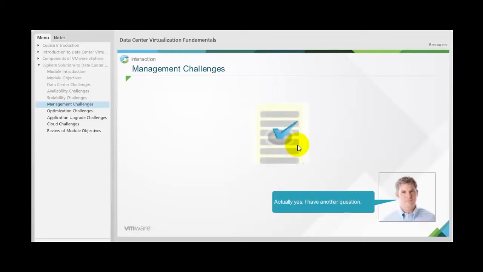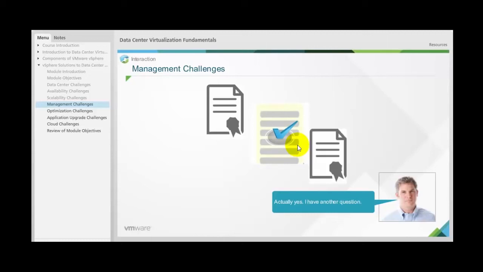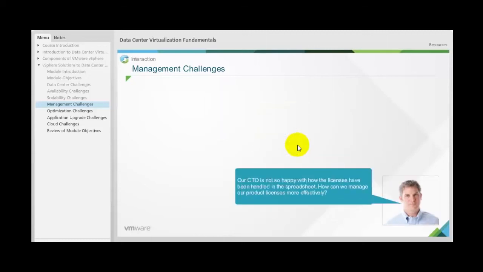A recent audit report showed a mismatch between the number of licenses used in the infrastructure compared with the number of licenses purchased. Our CTO is not so happy with how the licenses have been handled in the spreadsheet. How can we manage our product licenses more effectively?